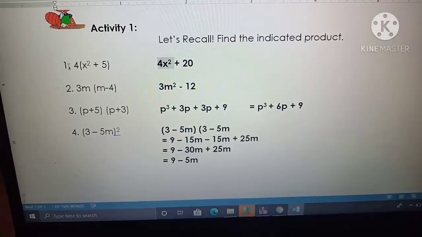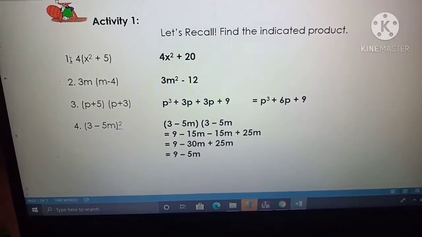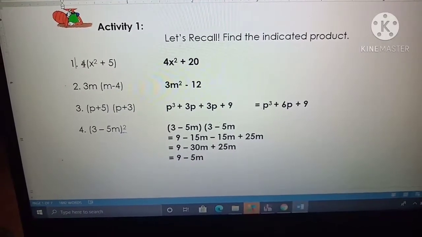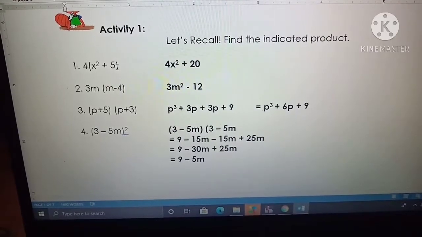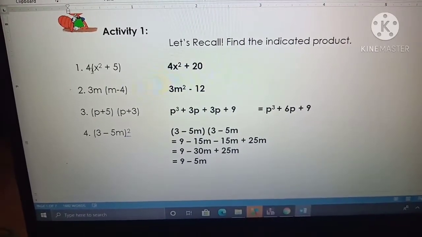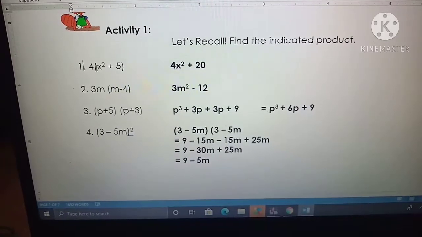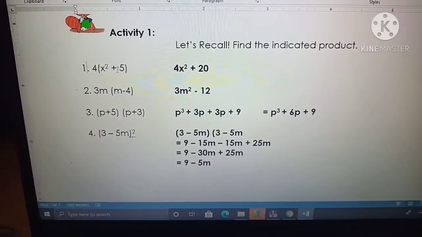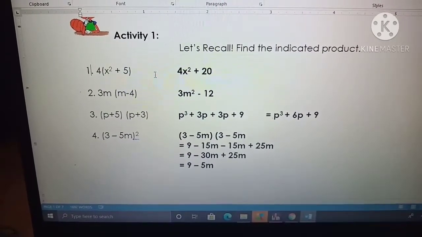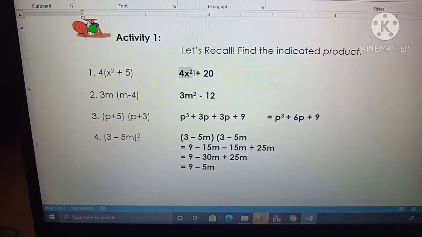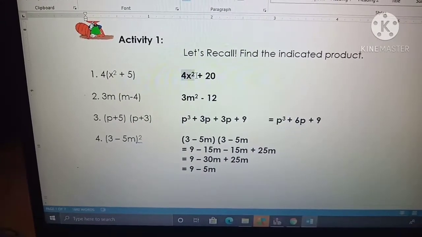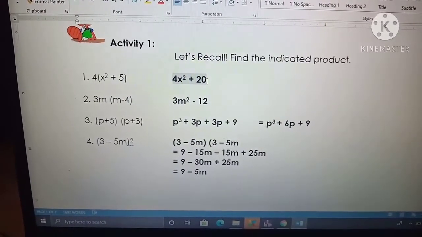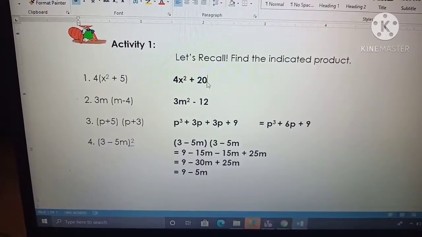So the activity is all about finding the indicated product. Number 1, how can we find the product of 4 multiplied to x squared plus 5? Madali lang ito, makukuha natin yung product ng number 1 by multiplying 4 to x squared and 4 to 5. So 4 multiplied to x squared, we have 4x squared. And 4 times 5, we have 20. So the answer for number 1 is 4x squared plus 20.